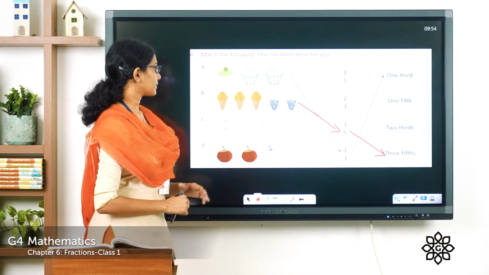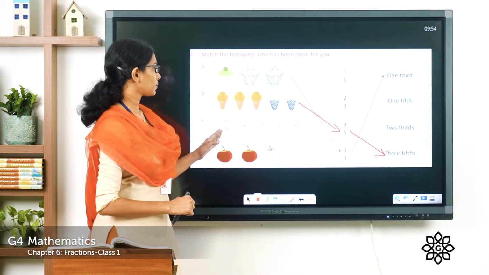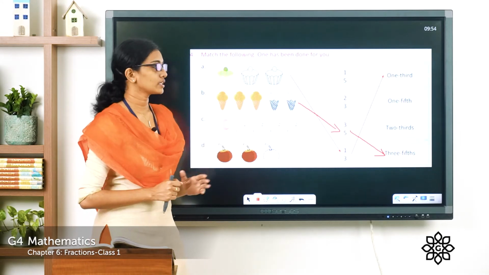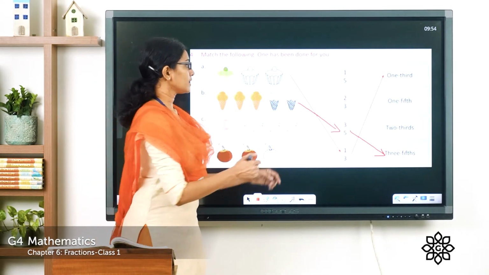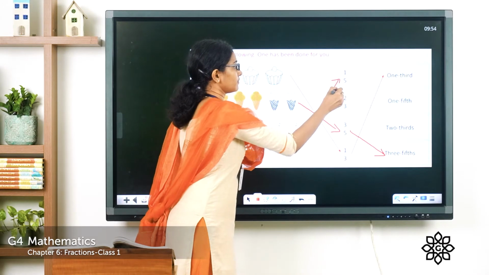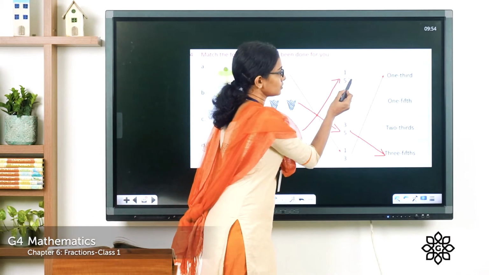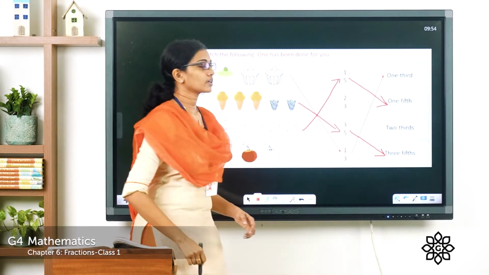Now question C. How many balloons are here? 1, 2, 3, 4, 5. Out of which 1 is colored. So the fraction is 1 by 5 and 1 by 5 is also called 1/5. So let's match the correct columns.